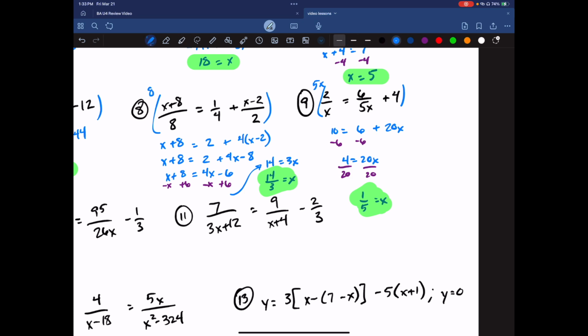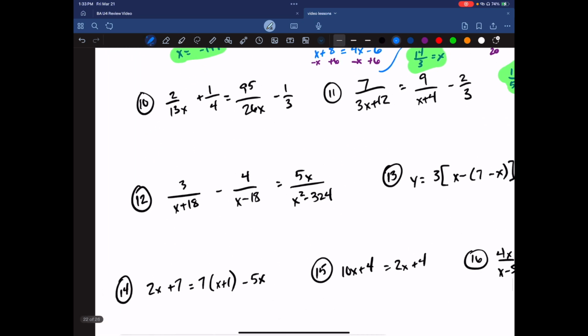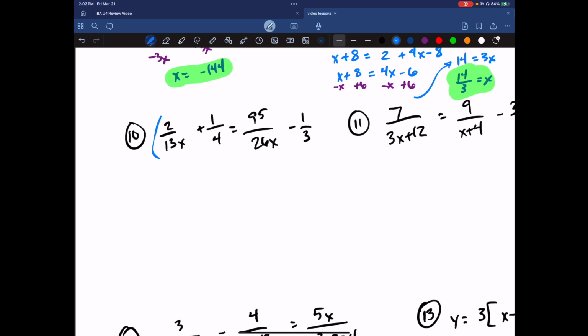Okay, all right. Number 10. I gotta find the common denominator. All right, so you work it out, however you figure it out, and you're going to find out that it's going to be 156x. Okay, so 13 goes into 156.